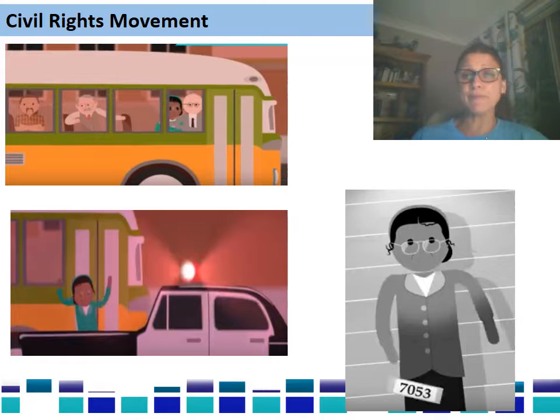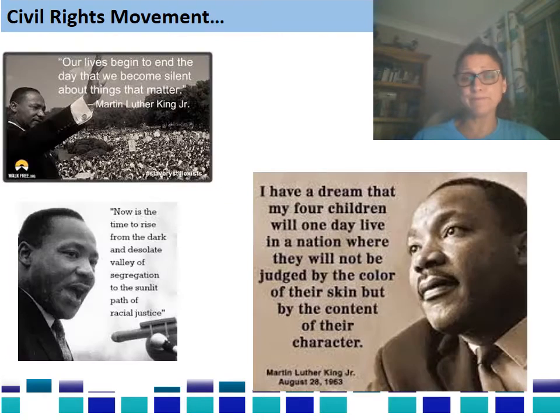For example, on December 1st, 1955, Rosa Parks refused to move to the back of the bus in Montgomery, Alabama, and got arrested, kicking off the Montgomery bus boycott that lasted almost a year. Basically, as per the Jim Crow laws, if you were African American, you had to move to the back of the bus to give seating to white people.